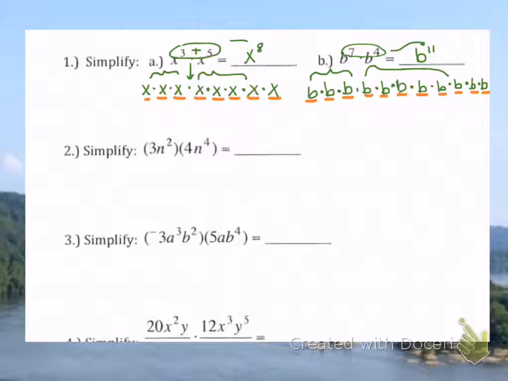So let's look at an example that's a little more complicated. We have 3n squared, and we could write that out as 3 times n times n. And we have 4n to the 4th, and we can write that as 4 times n times n times n times n. And you know, because of the commutative properties of multiplication, that we can change the order and regroup things because of associative. So we could write that as 3 times 4, grouping the coefficients together, and then we can put our factors of n all in one place.